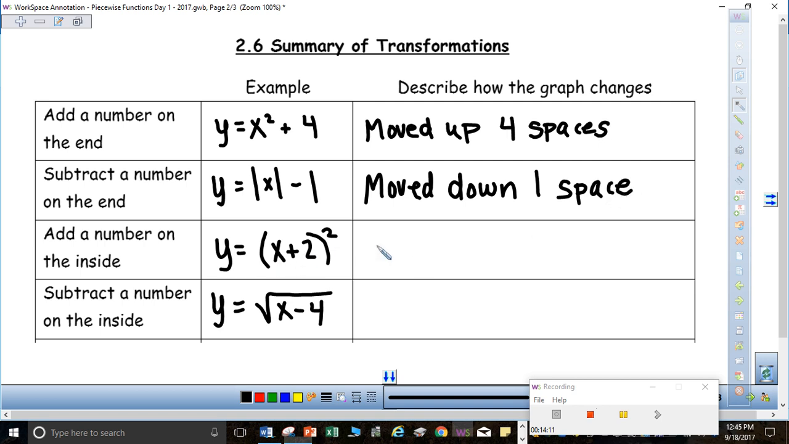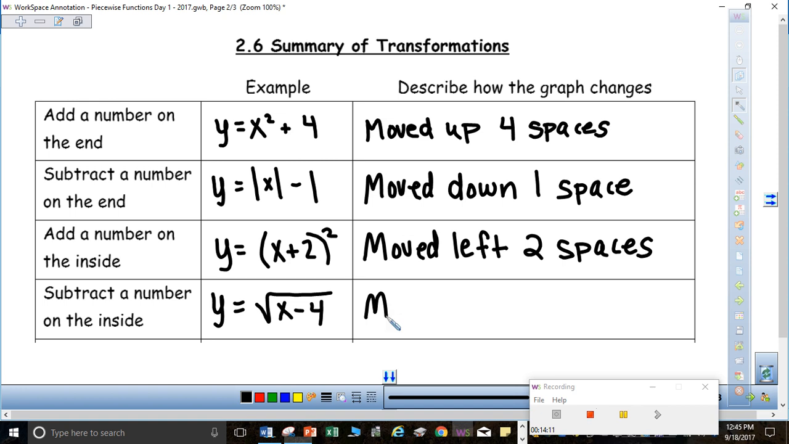If we're adding a number on the inside, this causes our graph to move left a certain number of spaces. In this case, it would be moves left 2 spaces. Subtracting a number on the inside, our graph is going to move right.